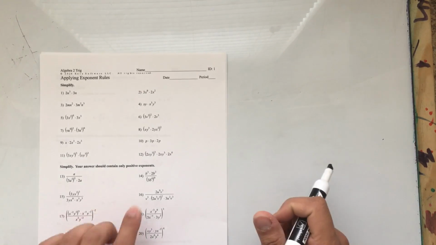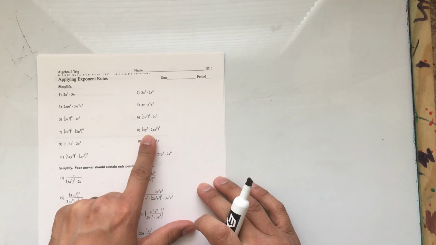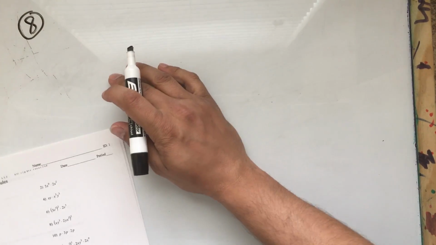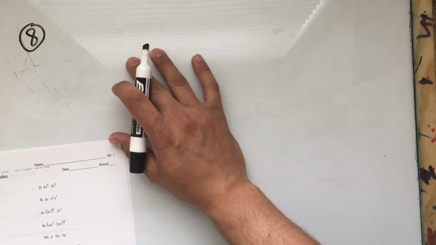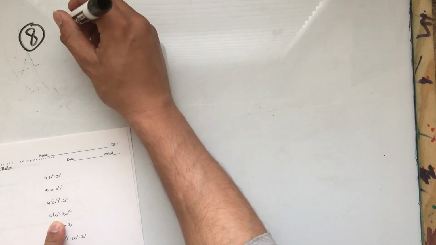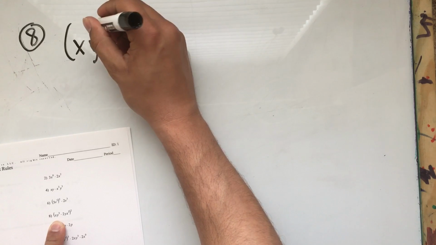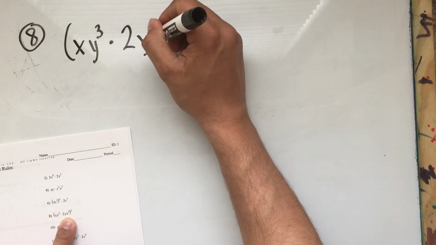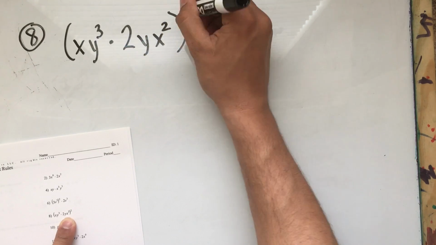Okay, so the next problem I'm going to be working on is, let's do another one like the one we just did. I'm going to do number 8. So number 8, that is parenthesis x, y to the 3rd times 2y x squared, and the whole thing's being squared.